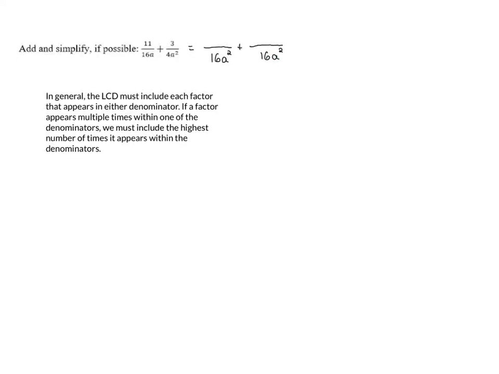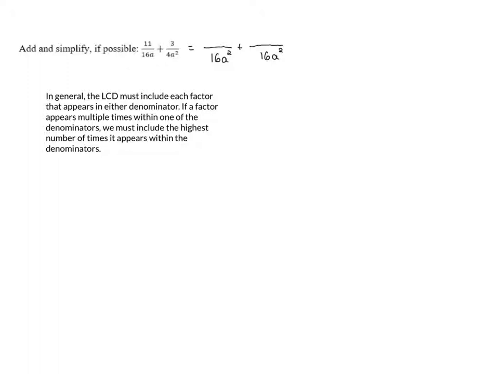In general, the LCD must include each factor that appears in either denominator. If a factor appears multiple times within one of the denominators, we must include the highest number of times it appears within the denominators. So in this case, because both of the denominators have an a, but the first one has just one factor of a and the second has two factors of a, we have to pick the highest number of times that it appears, in this case that's a squared, to put in our LCD. So the least common denominator in this problem is 16a squared.